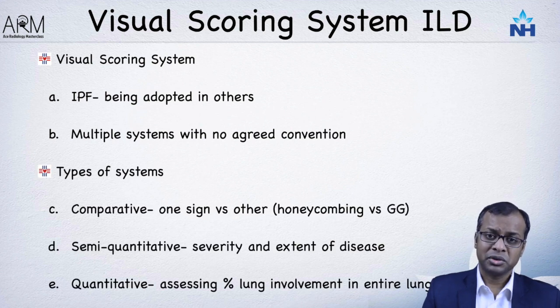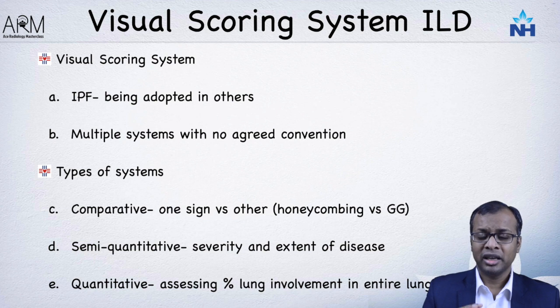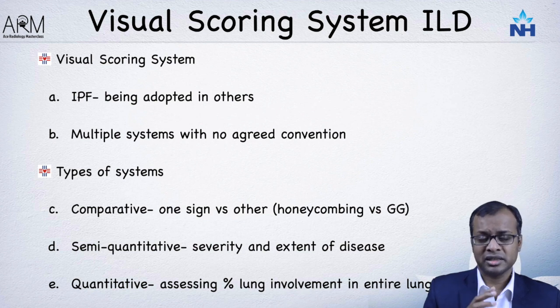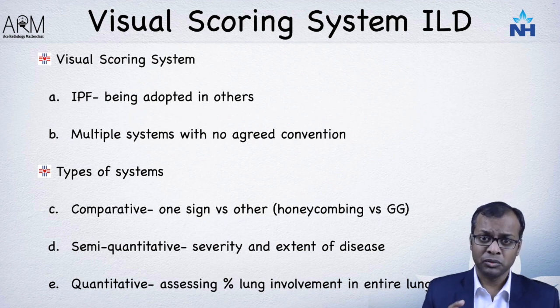When you look at the visual scoring systems, you can look at three things. One of the simplest ones is called a comparative scoring, whereby the degree of honeycombing is compared with the degree of reticulation, or degree of ground glass is compared with degree of reticulation. The other method is a semi-quantitative method, whereby you're looking at the severity of disease in terms of, is it just simple reticulation or has it gone into honeycombing, but also the extent of disease. So you're looking at how much of the lung is involved. The last one is a quantitative assessment, which is basically assessing the percentage of lung that is involved in total with the different patterns of involvement.